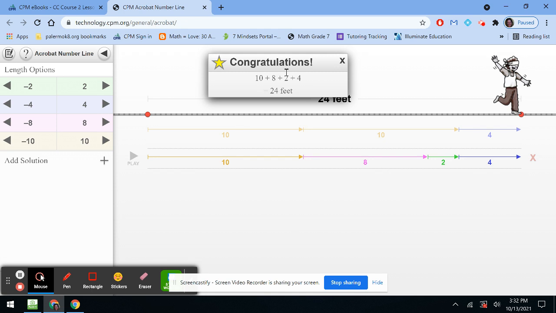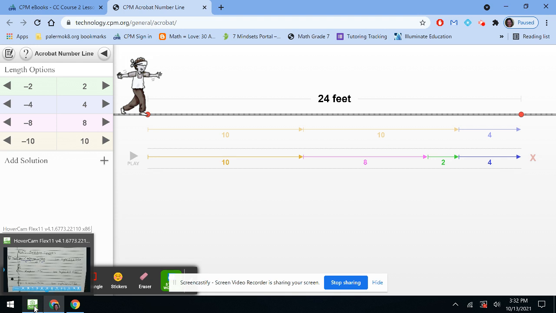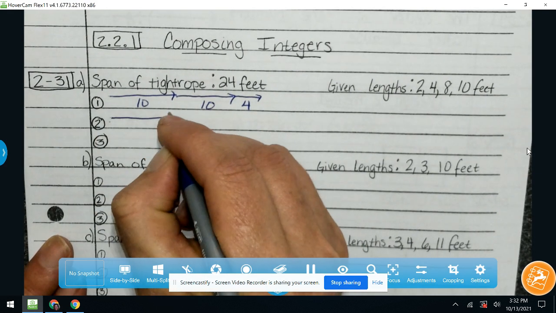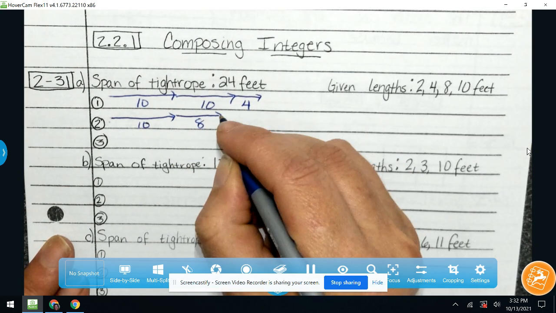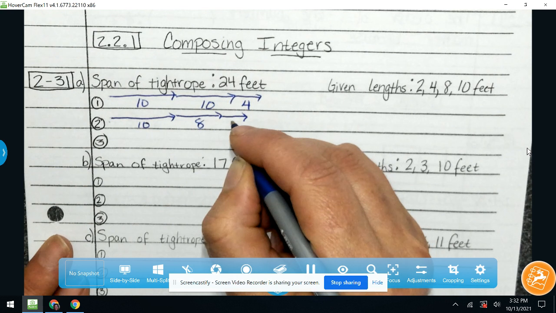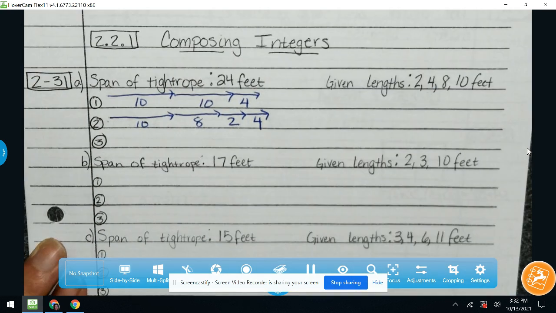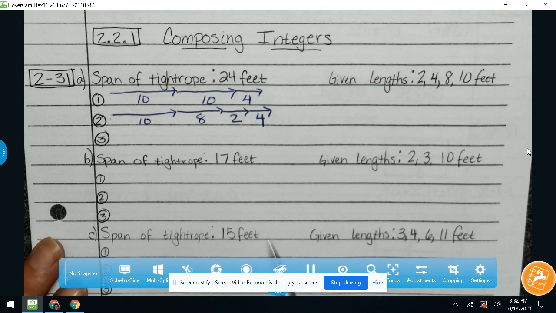So again, we have the congratulations message. That means he moved his 24 feet, and we're going to draw his movements on our paper. So he moved 10 feet, 8 feet, 2 feet, and then 4 feet. And if I was better at it, they'd line up perfectly, but that's good enough. So we have that right there.